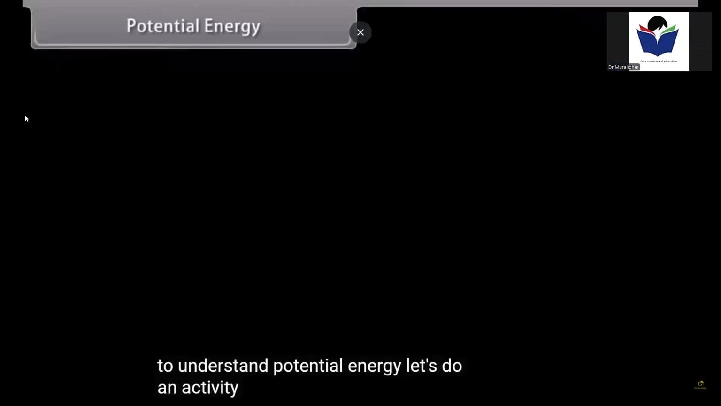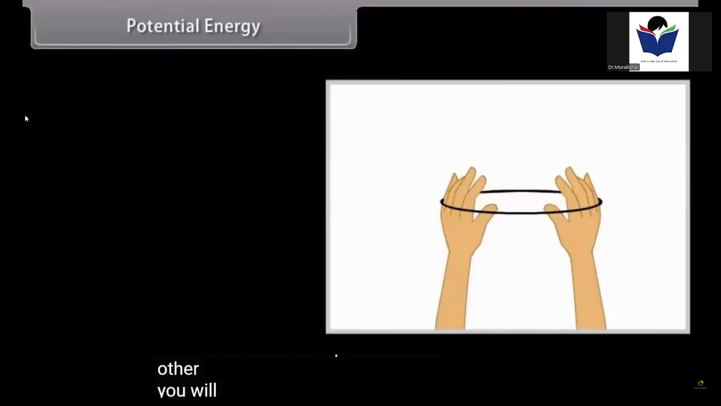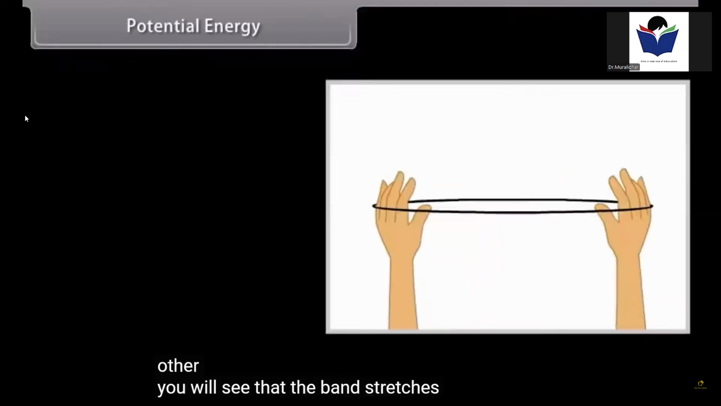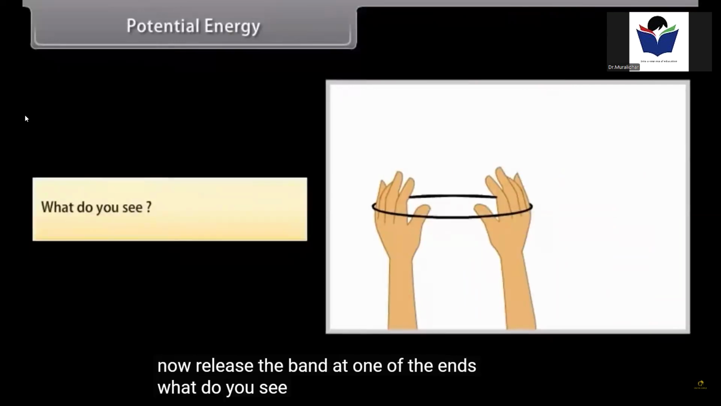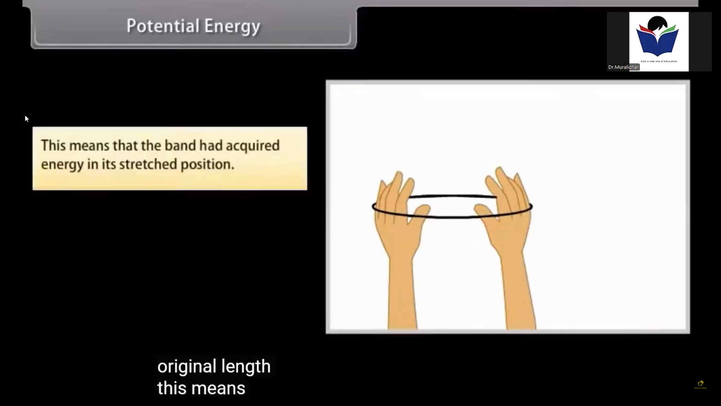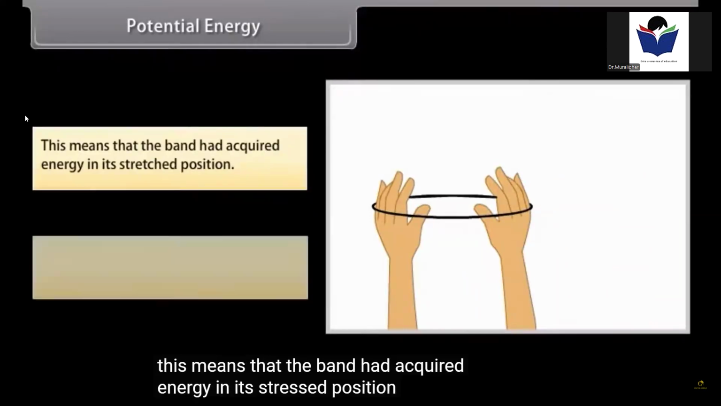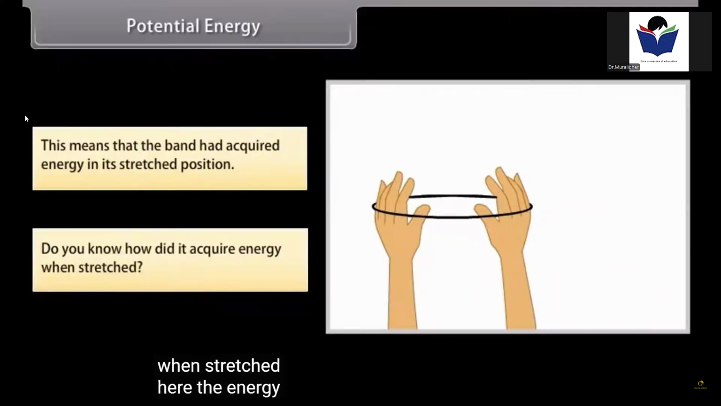To understand potential energy, let's do an activity. Take a rubber band, hold it at one end and pull from the other. You will see that the band stretches. Now release the band at one of the ends. What do you see? The band will tend to regain its original length. This means that the band had acquired energy in its stretched position. Do you know how it acquired energy when stretched? Here the energy gets stored due to the work done on the object.